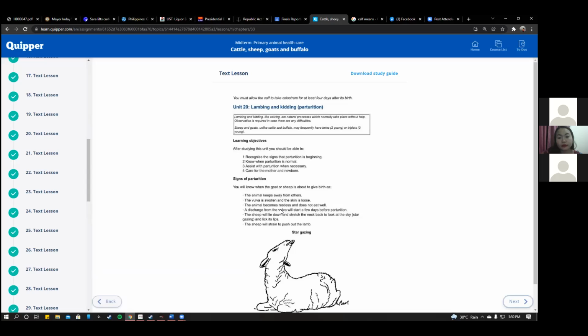So these are the signs of parturition. You will know when the goat or sheep is about to give birth as the animal skips away from others. The vulva is swollen and loose. The animal becomes restless and does not eat well. A discharge from the vulva will start a few days before parturition, and the sheep will lie down and stretch the neck back to look at the sky, or stargazing, and lick its lips. Then lastly, the sheep will strain to push out the lamb.